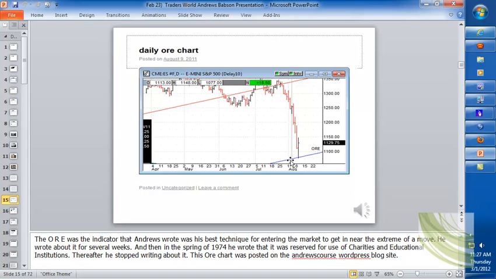And these are all daily bars. So we put the OR indicator out there, and sure enough, it bounced right off the OR indicator. We posted this on Andrew's course WordPress blog site, which was kind of different. Since then we've looked into it a little more, as I'll show you in a minute. Anyway, in the spring of 1974, he wrote that it was reserved for use of charities and educational institutions, and thereafter he stopped writing about it. Fortunately, we have his notes. The OR chart was posted on the andrews.com blog site along with other ones.